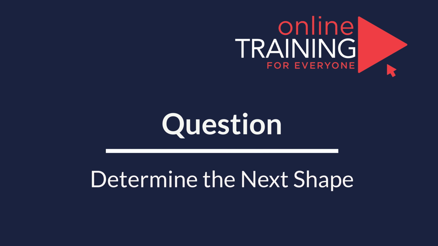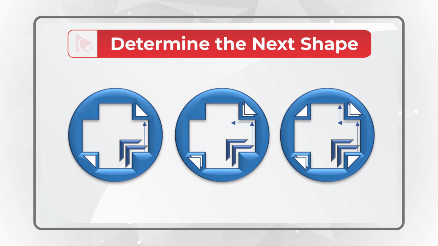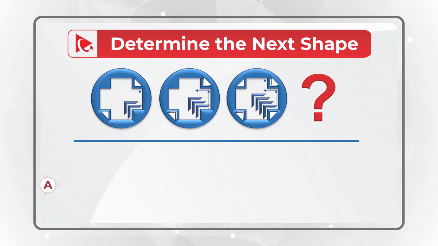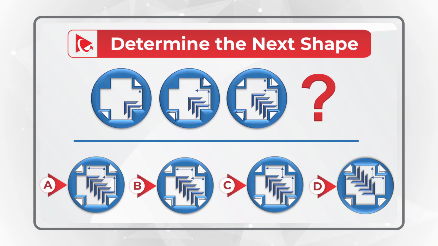And now I have a question for you to test your skills. You're presented with a series of objects and you need to determine the next object in the sequence. Please choose one of the following 4 choices. Choices A, B, C, and D. Do you see the correct answer?